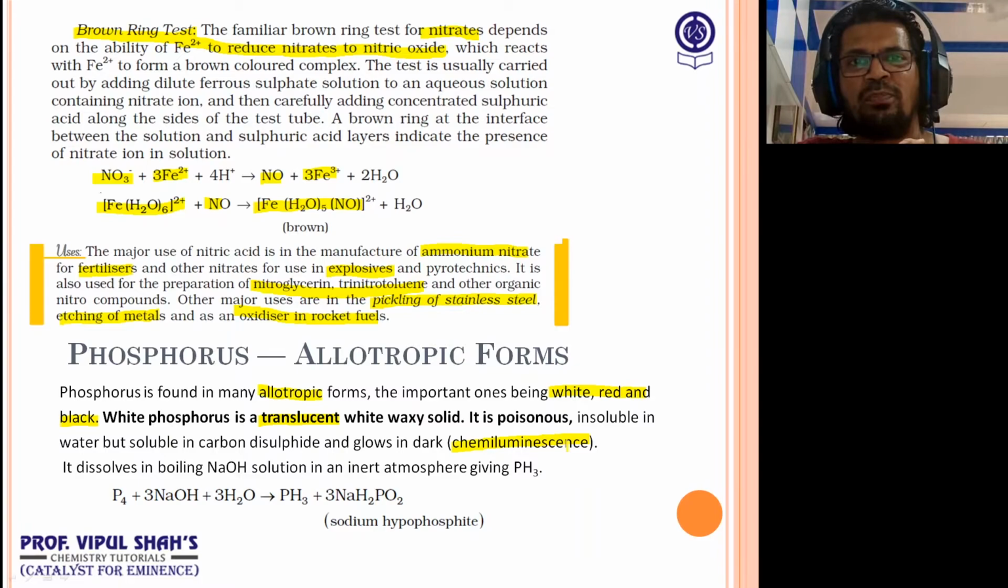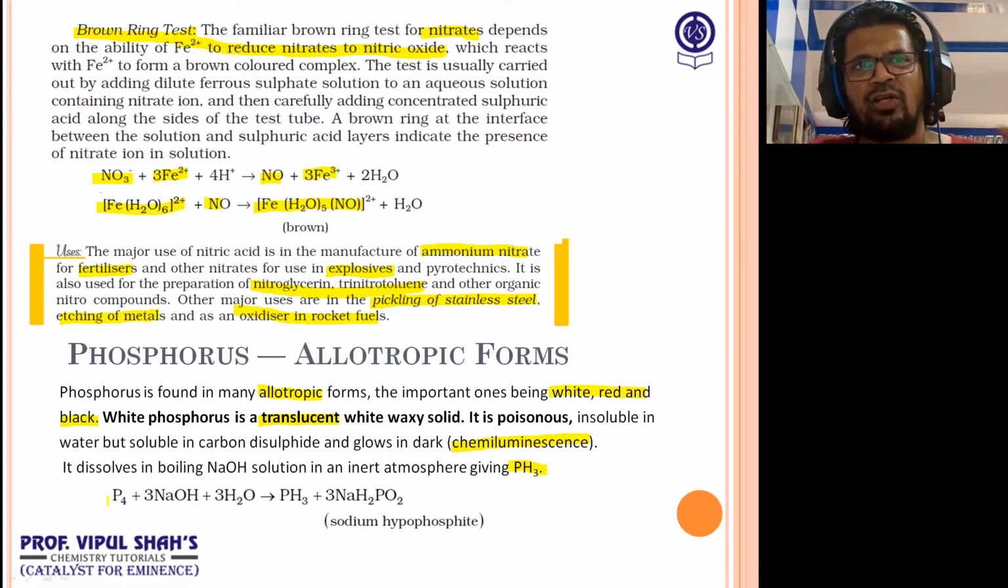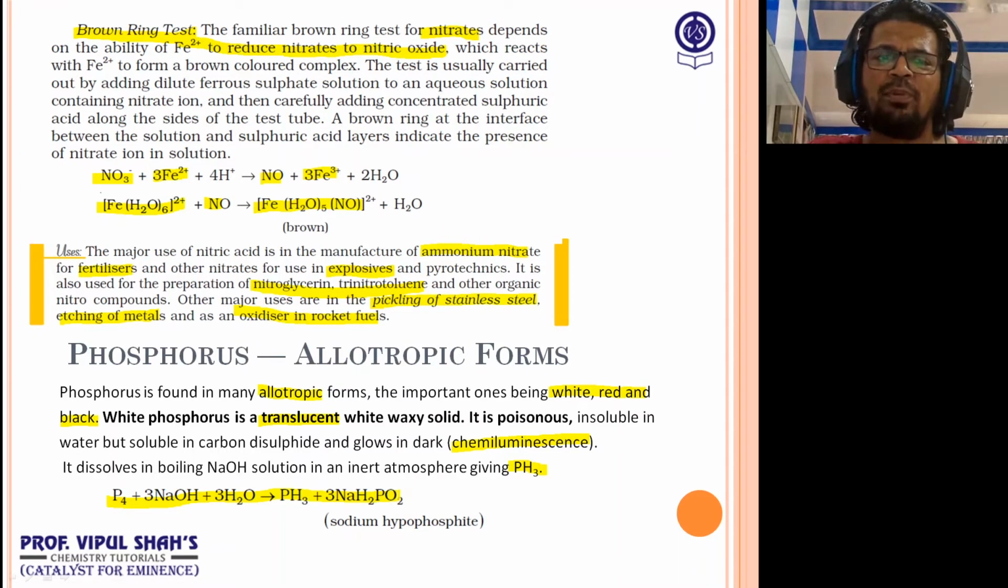Now this reaction is important. It dissolves in NaOH in an inert atmosphere, giving PH3. That's what we call phosphine. That's a poisonous gas. So look at this reaction well. Phosphorus P4, tetraatomic, with NaOH and water forms phosphine, and it gives a byproduct, sodium hypophosphite.